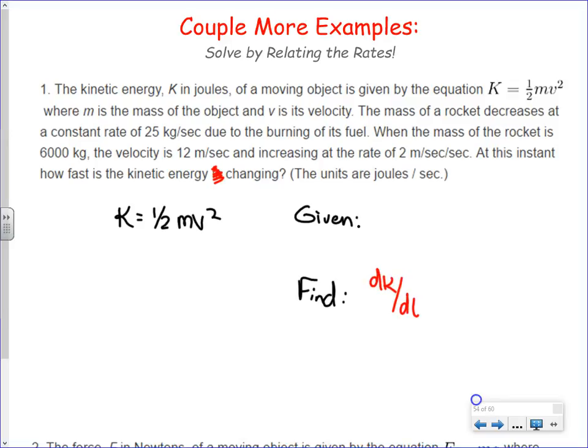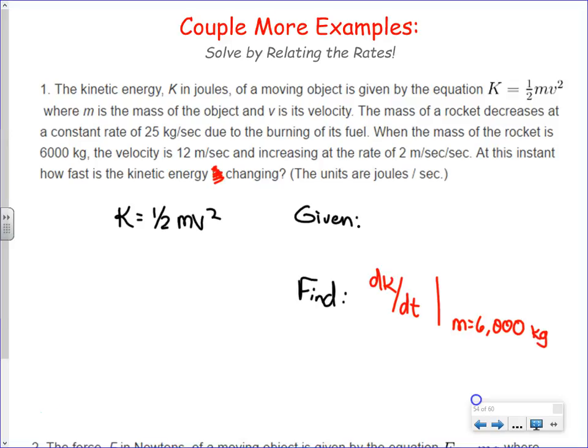Now they said at this instant. What's going on at this instant? Mass equals 6,000, velocity equals 12. Sometimes the givens show up in the such that. Why am I not putting 6,000 in the given and instead putting it in the such that? Because it's an instant. It's at an instant, not a constant the entire time.